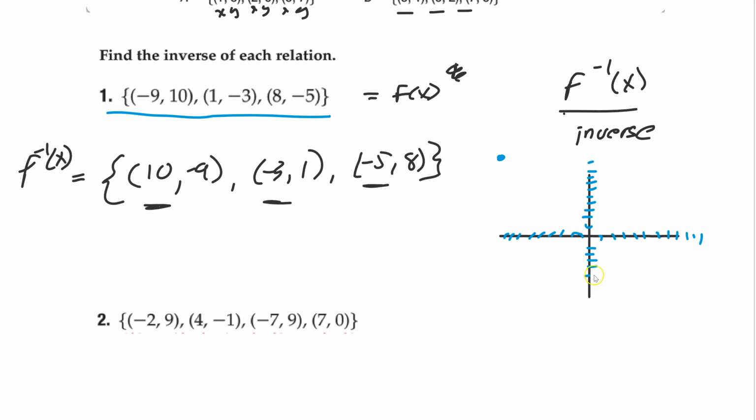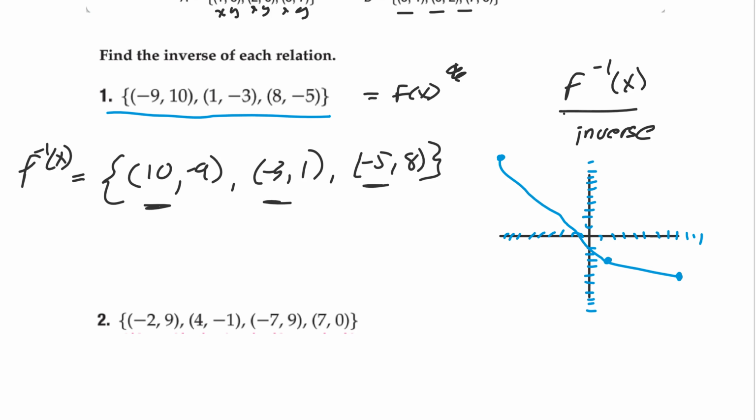1, 2, 3, 4, 5, 6, 7, 8, 9, 10. Okay, so 1 and negative 3. And then 8 and negative 10. So 2, 3, 4, 5, 6, 7, 8, around there, and negative 5, around there. Now, when you connect, you're supposed to connect them in that order. So it's something like this, and like that. Okay, so that's the original function.